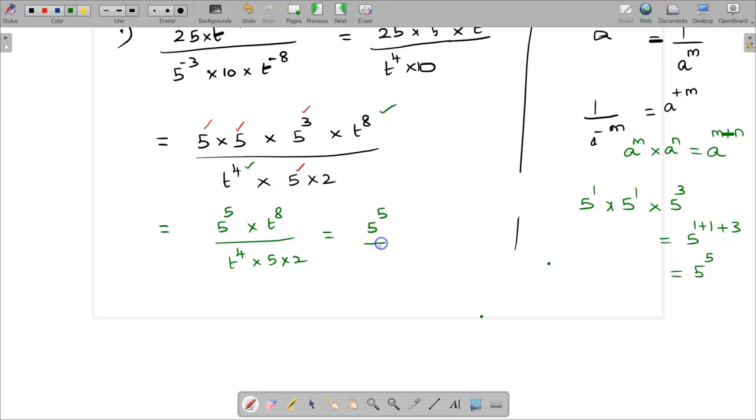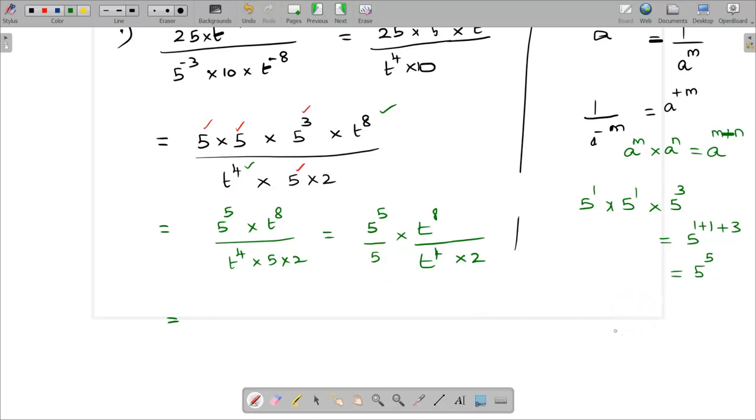5 power 5 divided by 5 I have. So these two terms I can combine, and then in the numerator it is t power 8 divided by t power 4. And apart from that, in the denominator I have 2 also. So like this I can split the 5 terms and t terms separately. So again, what is the rule? When we have a different power and the same base, we have the law of exponents: a power m divided by a power n.